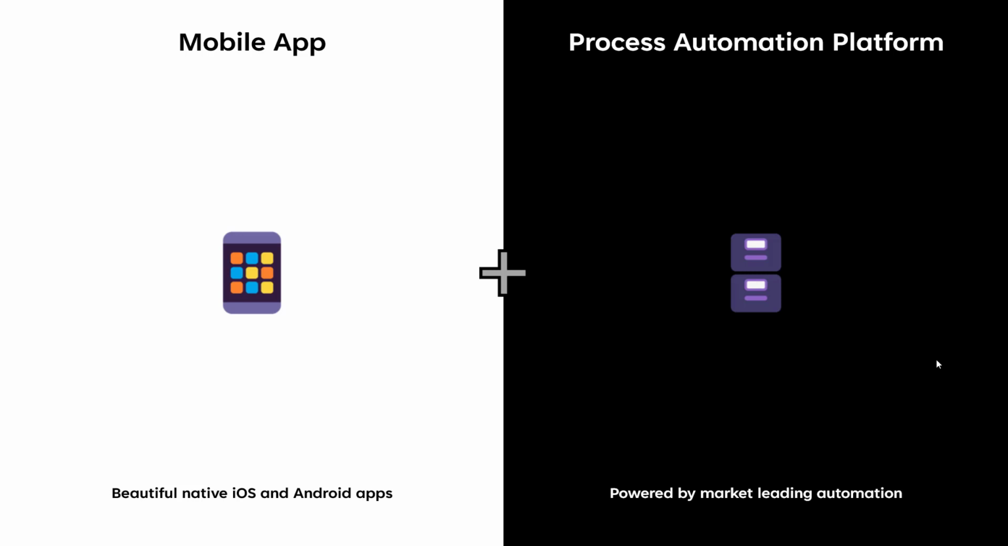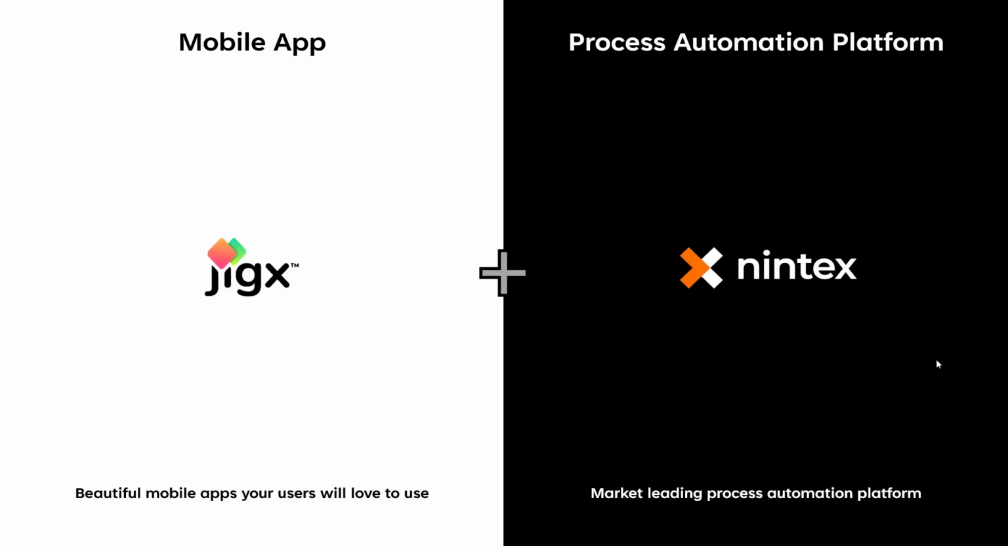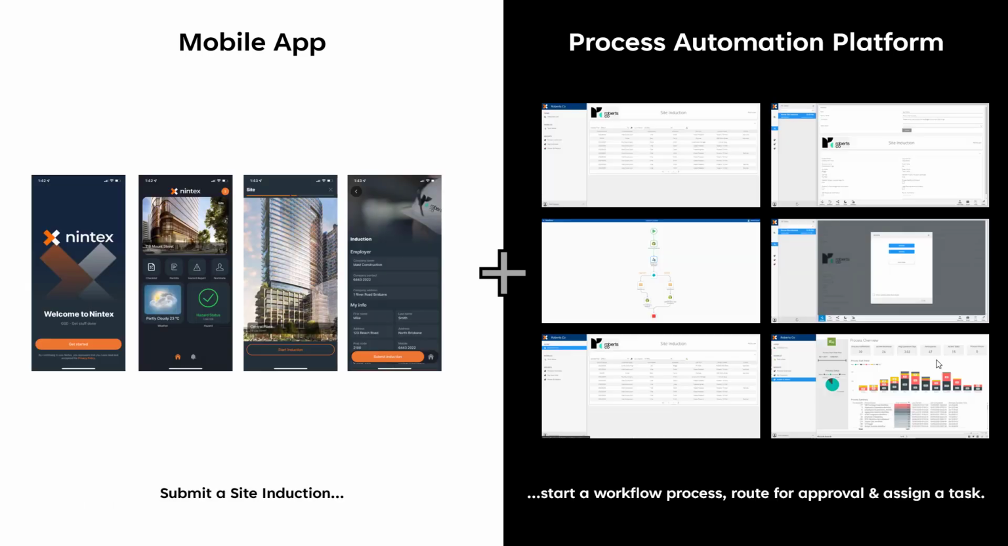And really the need was to have a beautiful native iOS or Android app that could then use a market-leading automation platform to automate a number of processes off the back end of this mobile app. In today's scenario, we're going to combine a platform called Jigx, which allows us to build beautiful mobile apps that users love, with the market-leading process automation platform from Nintex.